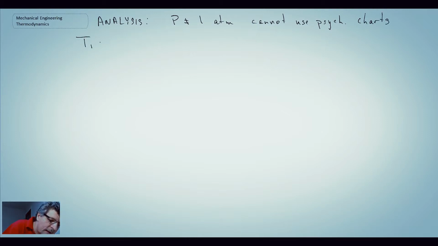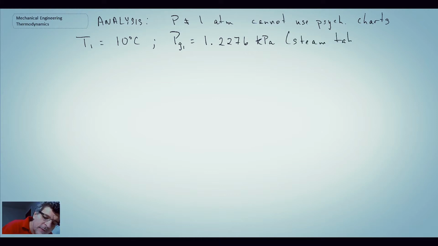Second thing, at state 1, we have 10 degrees C, and that's our dry bulb temperature. With that, we can go into the steam tables. If you recall, when we were looking at the properties of air-water vapor mixtures, we had different equations enabling us to get different things. We talked about the partial pressure of either the dry air or the water vapor. This was the technique we used to get the partial pressure for either the water vapor or the dry air.